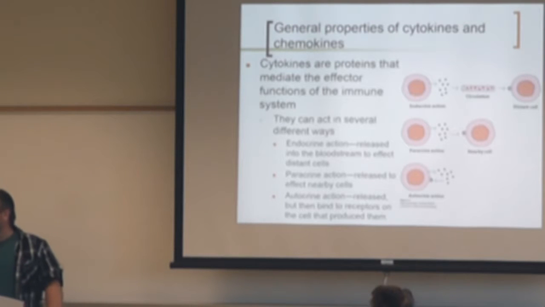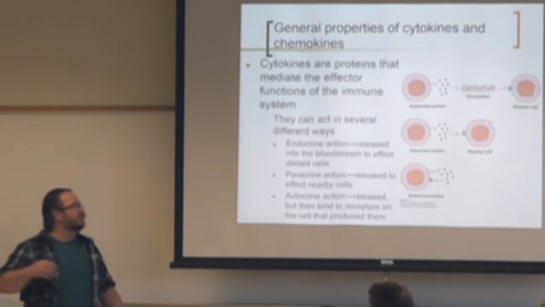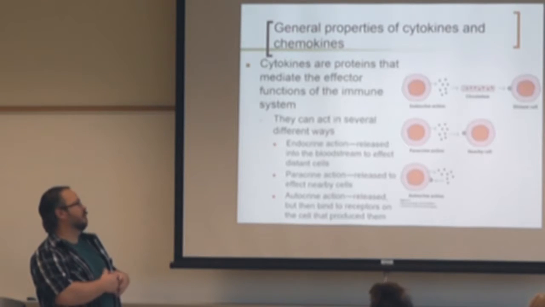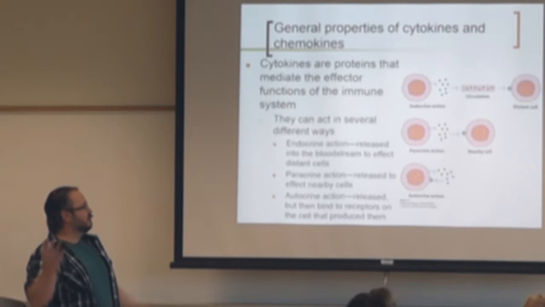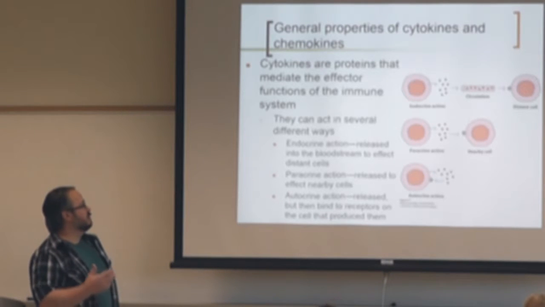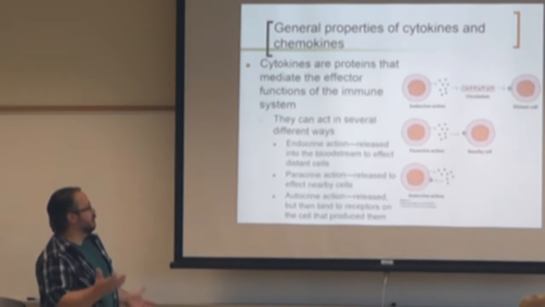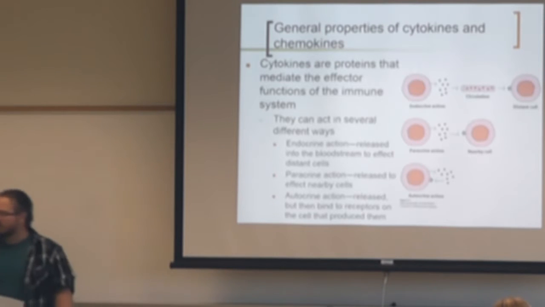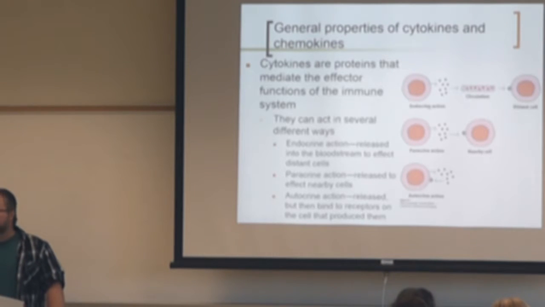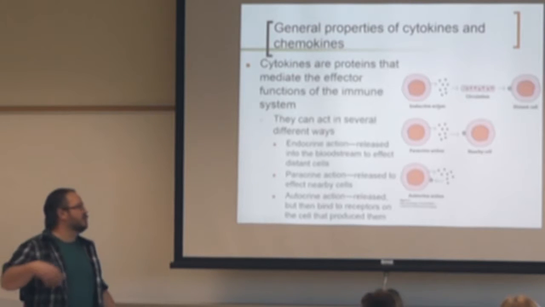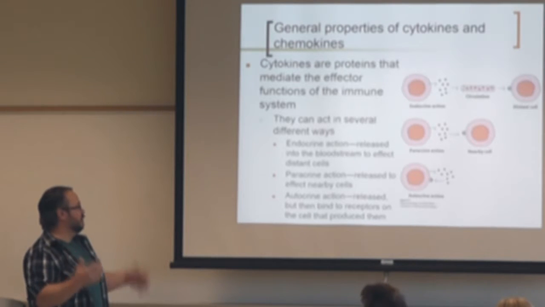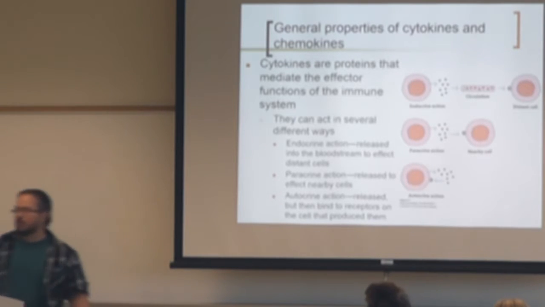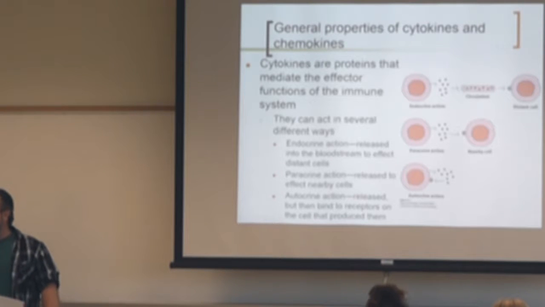So we have our endocrine. If a cytokine is secreted by a cell and can act over a long distance, even passing through the circulation, then this is called endocrine action. Some cytokines have endocrine action, and they also might have paracrine action or even autocrine action. So one cytokine can have more than one effect.